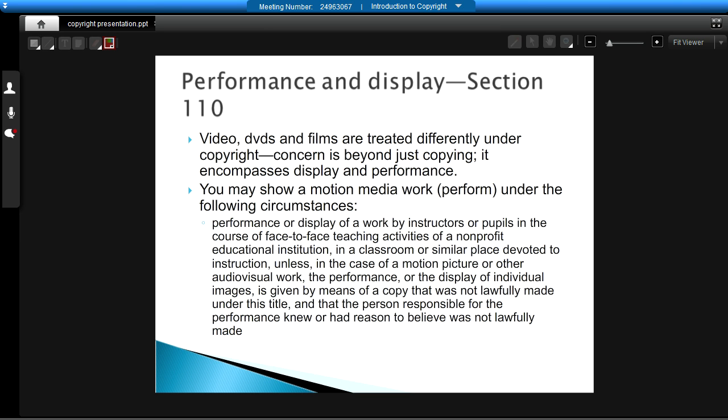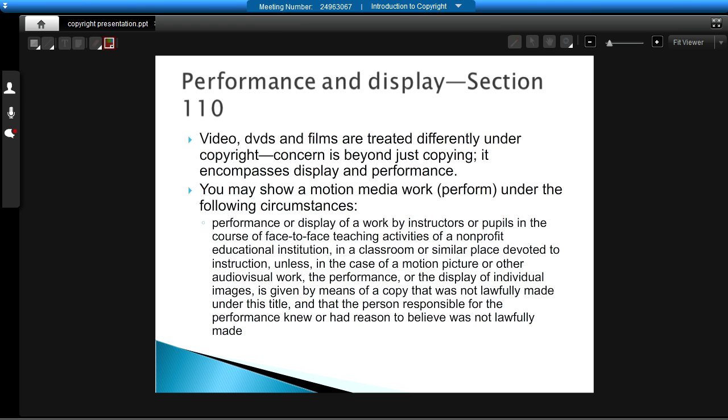So again, these for-profit schools cannot use Section 110 as a way to show films. It has to be done in a classroom or similar place devoted to instruction. So it can be done in a library.